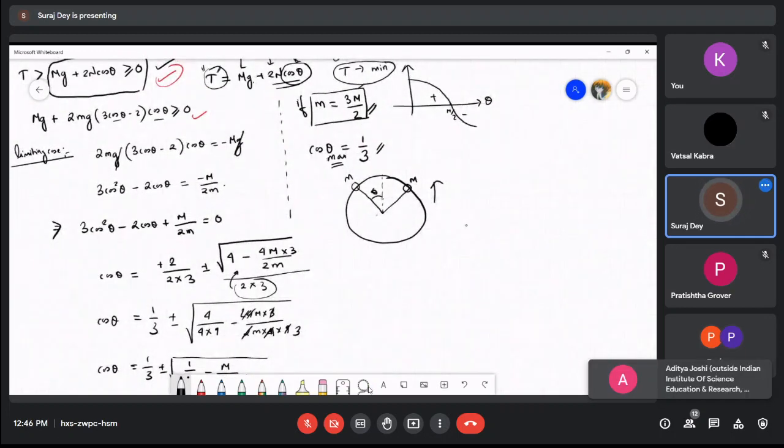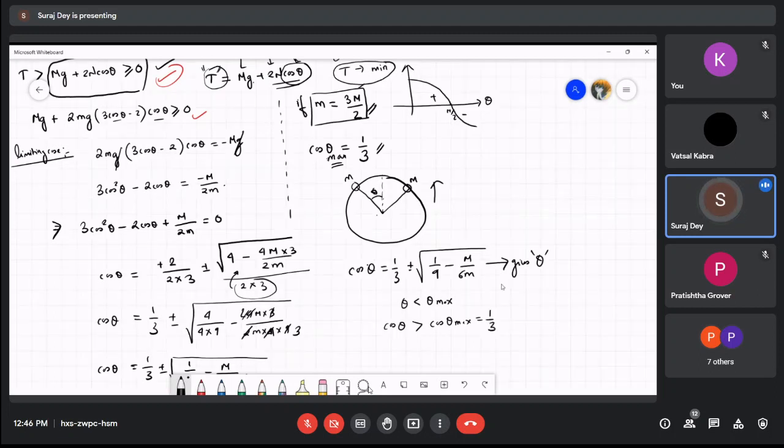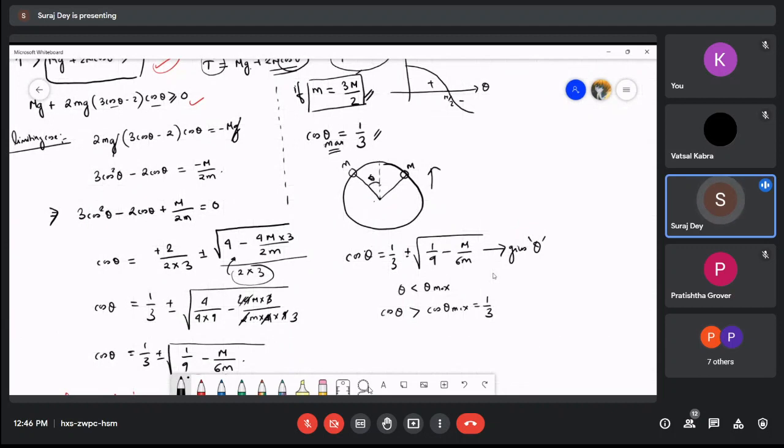Now, if you solve for any arbitrary theta, we had this equation that cos theta is 1 by 3 plus minus 1 by 9. This equation gives you theta. Any theta you get should be less than the maximum possible theta, right? And this is only possible if cos theta is greater than the maximum value of cos theta, and that is 1 by 3, cos theta at the maximum angle. So this is another reason as to why you have to choose the plus sign here.